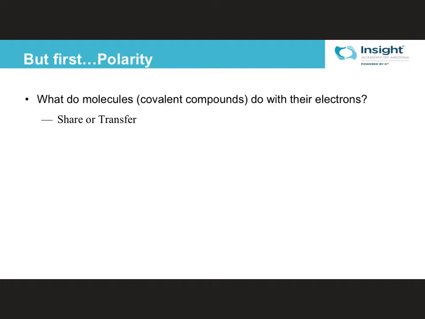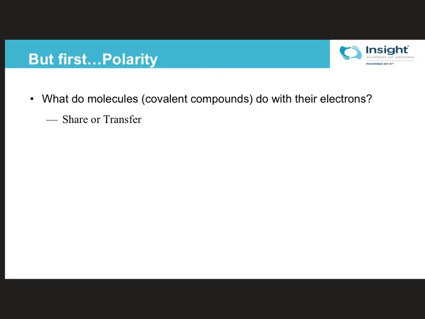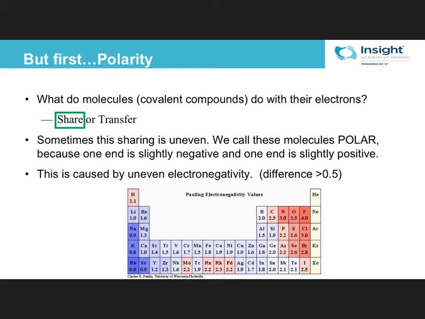So, review here. What do molecules, covalent compounds, do with their electrons? Do they share or do they transfer them? I hope you said share. All right, so that sharing can happen unevenly. There can be one atom that hogs the electrons versus the other atoms. And that ties into electronegativity.